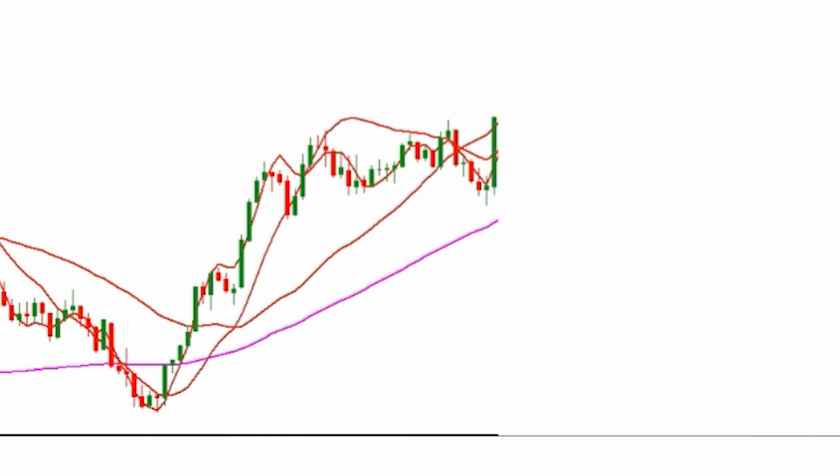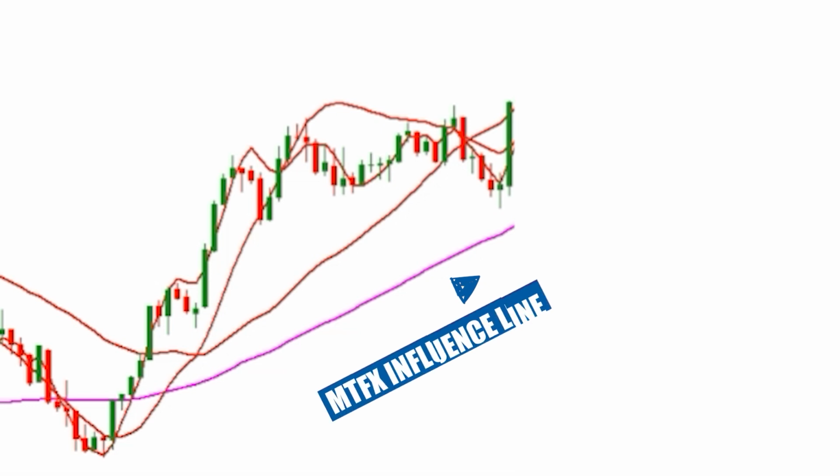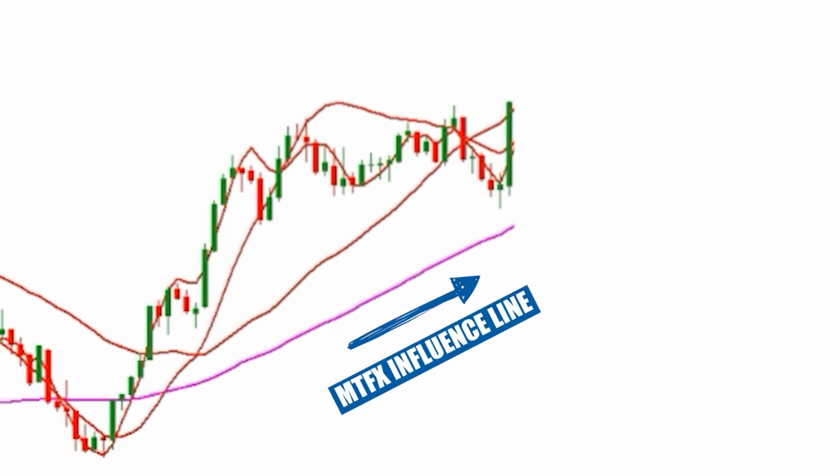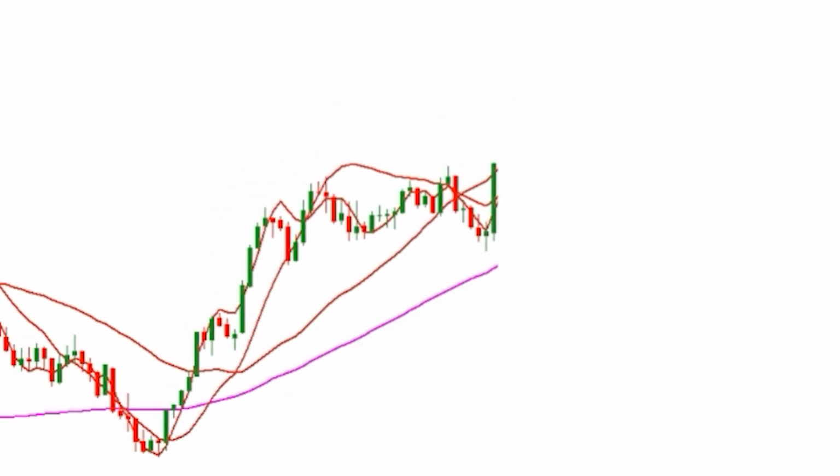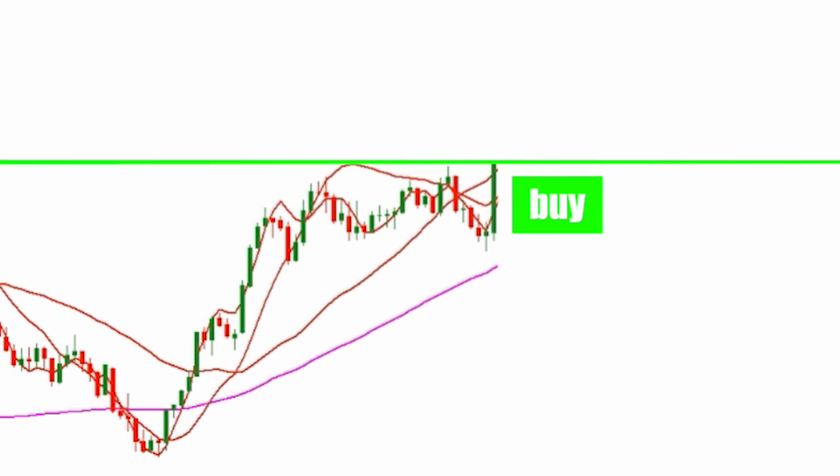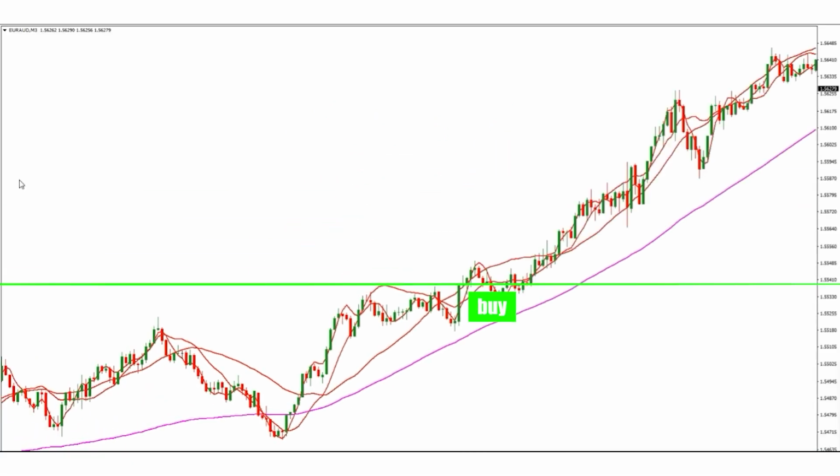And finally, we need to make sure that our influence line is sloping in the right direction. As you can see, it is sloping up. So we've identified this exact bar to enter from. We'll put in our buy order here, and as you can see, the market moved on up.